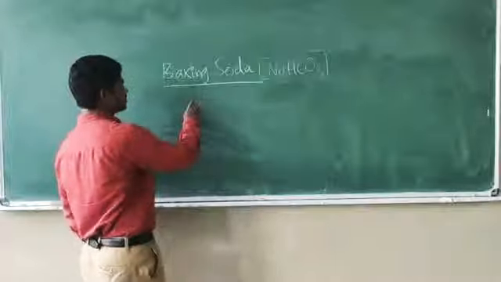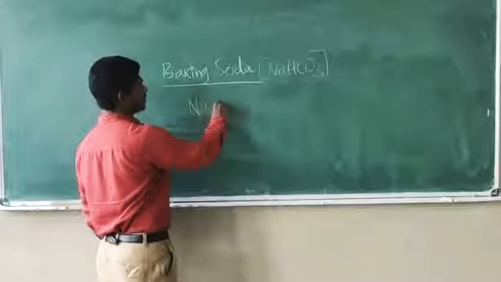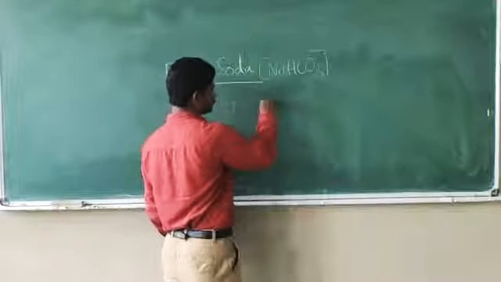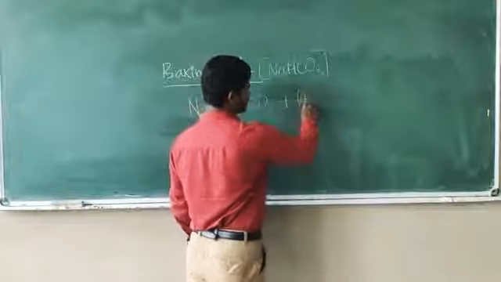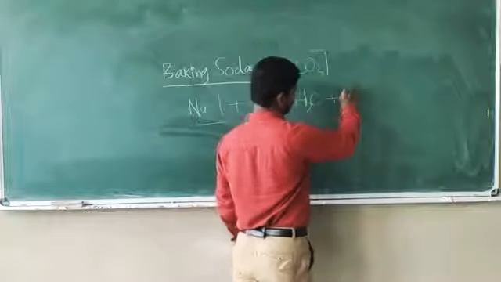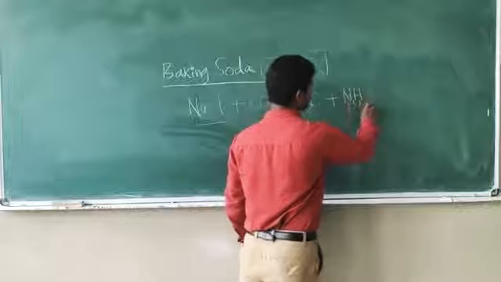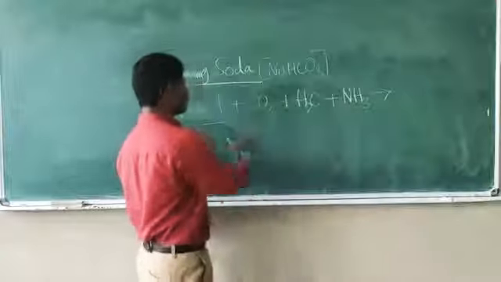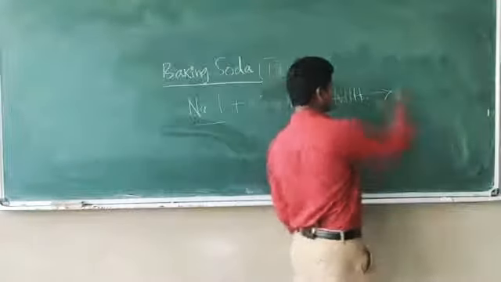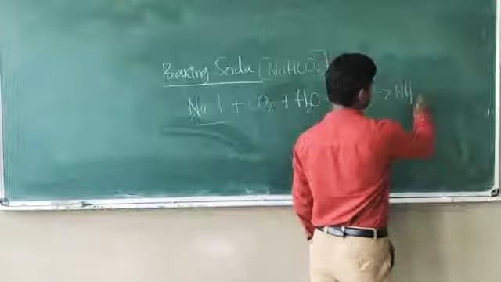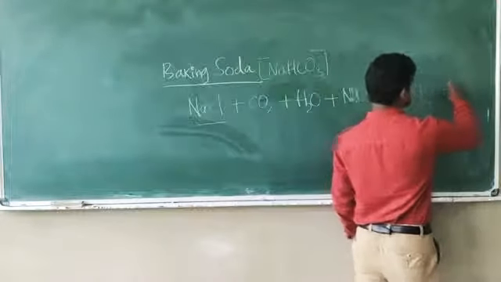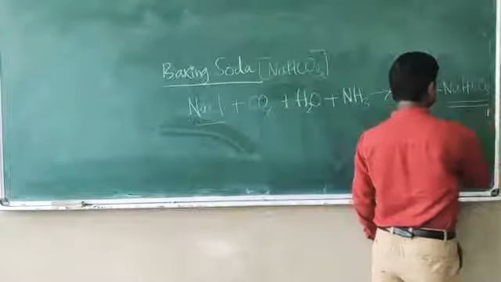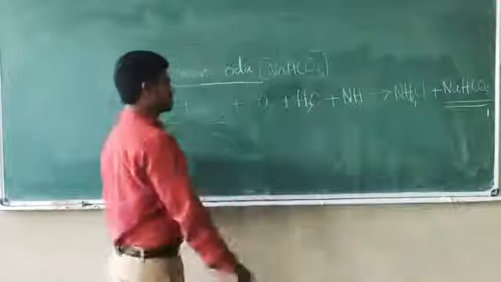Let us see. It is prepared by using sodium chloride as one of the raw materials. Along with this, we have CO2, carbon dioxide. Along with this, we have H2O, that is water, and also we are going to use NH3, that is known as ammonia. NH3 is ammonia. So these are all the raw materials we are going to use, and what we are going to get is NH4Cl, known as ammonium chloride, and one more thing that we are going to get, and that is nothing but NaHCO3, which is known as baking soda. NaHCO3 is the baking soda.